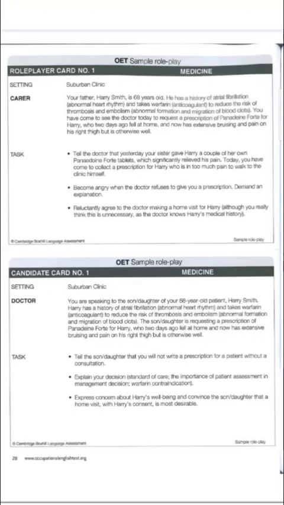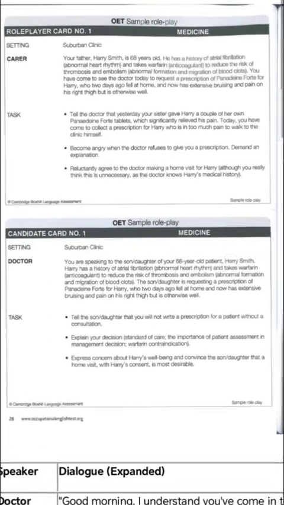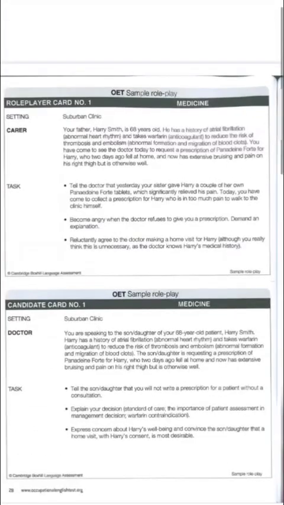Okay, let's start with the OET speaking. There are two cards you can see on your screen. One is the role player card, and the second card is the candidate card. In the exam, this is the 5 minutes speaking station.